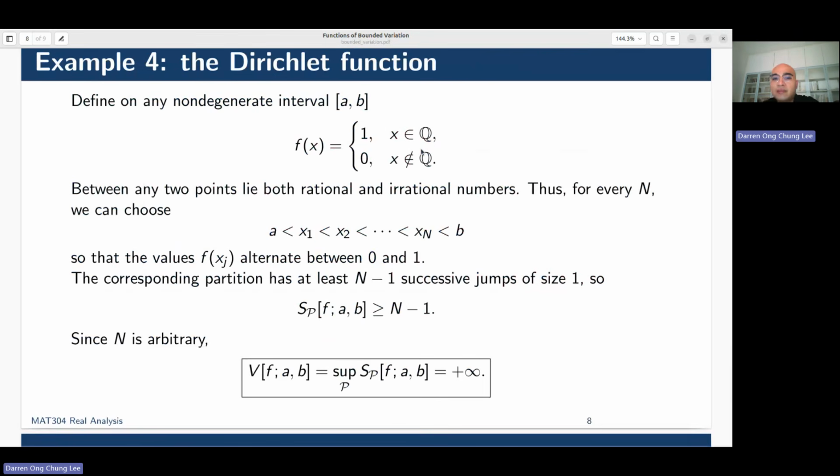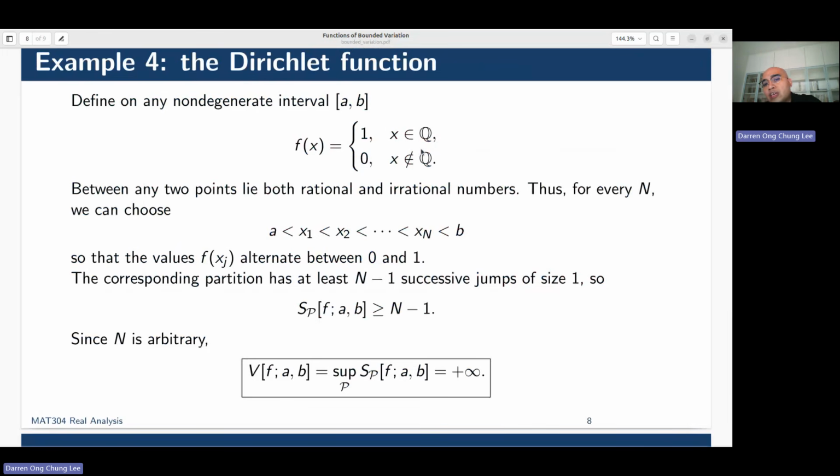Now let's try a more interesting example. This is the Dirichlet function that we saw a lot of in your analysis class. So again, we just define for the interval [a, b], your function f will be equal to 1 if the input is a rational number. Your function f will be equal to 0 if your input is an irrational number. So don't forget that every interval contains infinitely many rational numbers and infinitely many irrational numbers. All right, that's the concept of density.